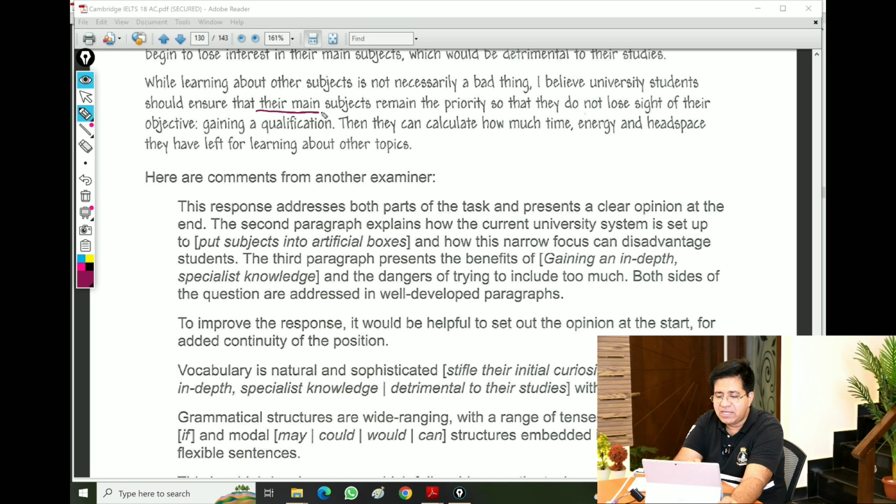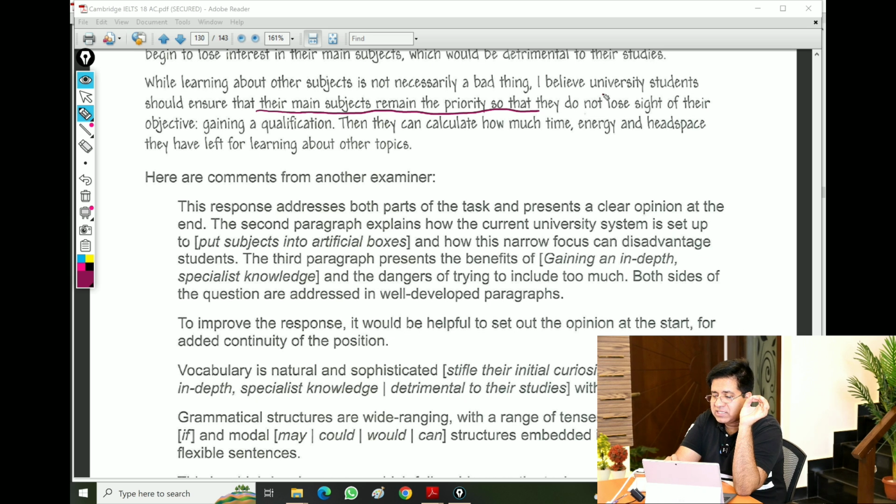Now this is the conclusion. Discuss both views and give your own opinion. This is opinion, right? While learning about other subjects is not necessarily a bad thing, I believe means your opinion. It's a discussion essay. Please follow this format to get 7 or 8 or 9, right? So main subjects remain the priority, and then they do not lose sight of their objective.